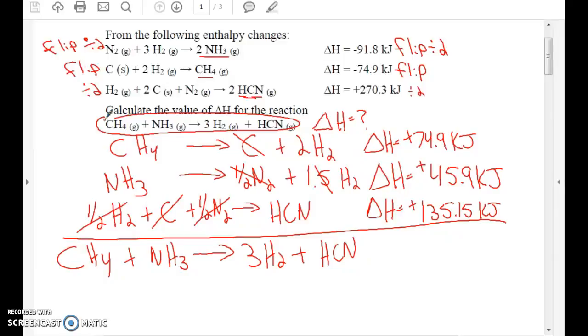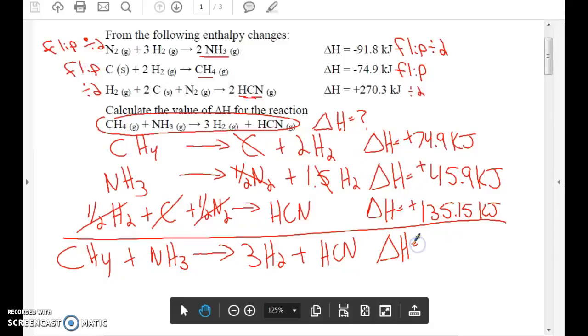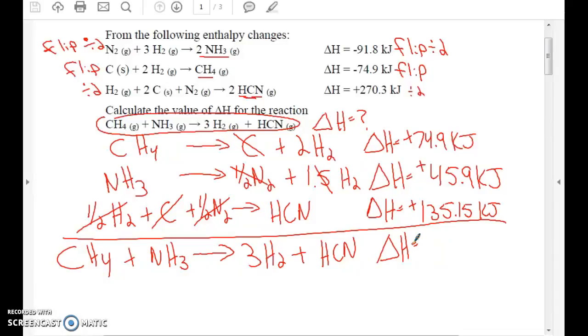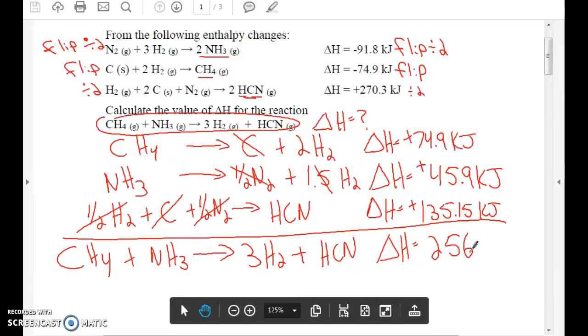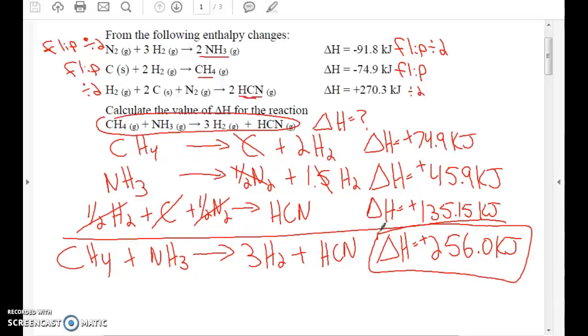Now, the only thing that's left is adding up all the delta H's. So you're going to do a positive 74.9 added to a positive 45.9 and then added to a positive 135.15 kilojoules. What you end up getting is 256.0 kilojoules. I'll put a positive there just to emphasize it, although technically you don't need the positive. So before even doing that reaction, you should expect to have a positive change in enthalpy, 256 kilojoules as delta H.